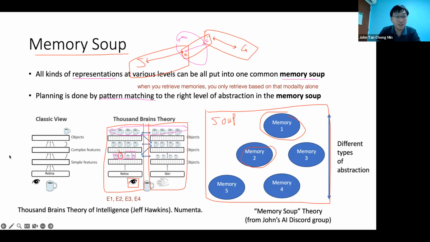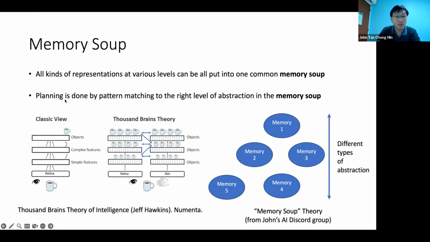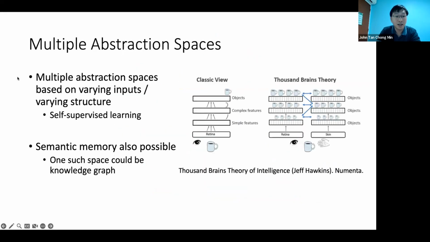Yeah, I think this is a great discussion. I do think there's quite a lot of clarity here. So how do we get the different embedding spaces? It is actually, I think, based on inputs and structure. So these are all self-supervised.